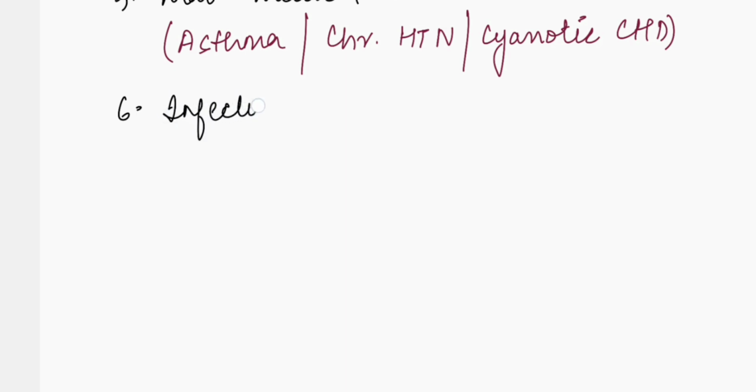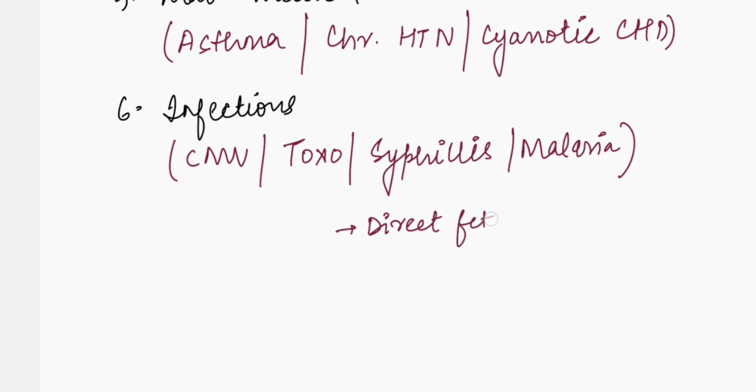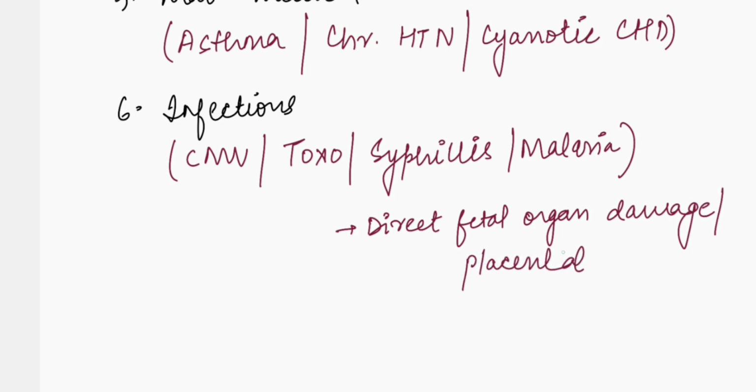Then we have infections. We have cytomegalovirus, toxoplasmosis, syphilis, and malaria. So these infections cause placental insufficiency, or they cause direct fetal organ damage.